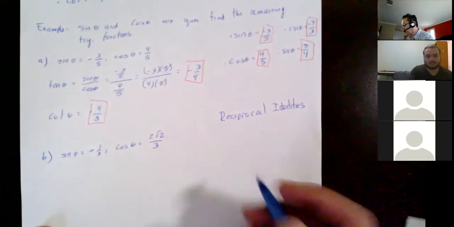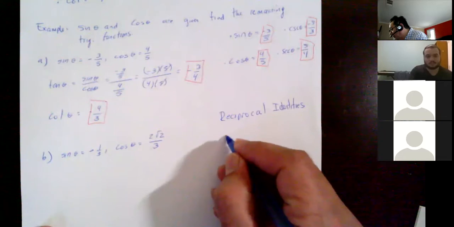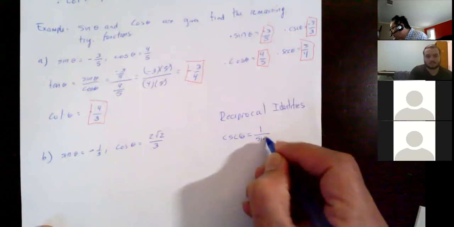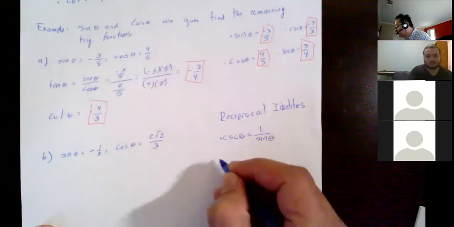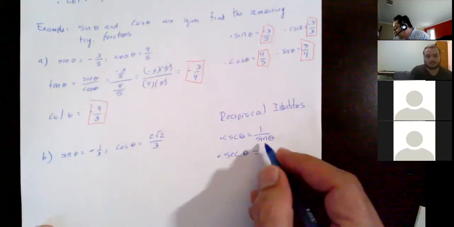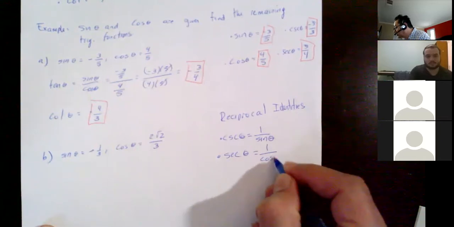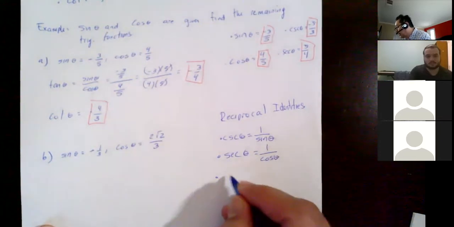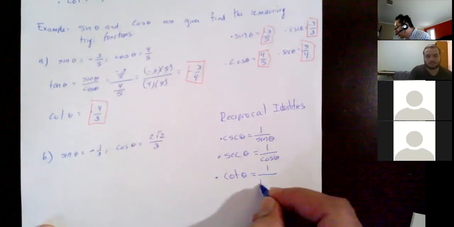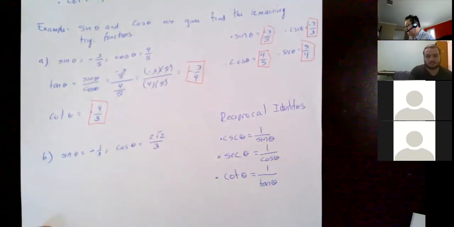Remember that cosecant theta is equal to 1 over sine theta. Secant theta is equal to 1 over cosine theta. And cotangent theta is equal to 1 over tangent theta. So those are the reciprocal identities. If you don't have it somewhere, please write it down.